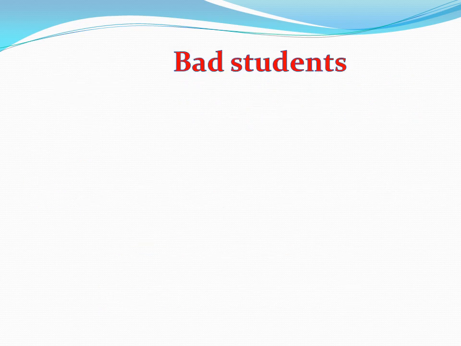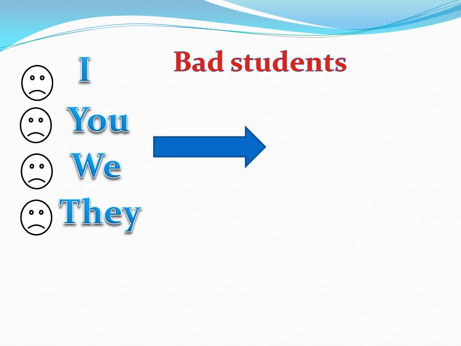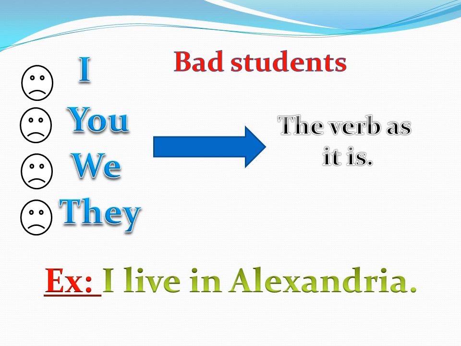Okay, now let's move to the bad students. Who are the bad students at Mr. P.S. class? They are I, you, we, and they. I, you, we, and they. When we see them, we don't give them sweets. We add the verb as it is. Okay? For example, I live in Alexandria. Live as it is. We didn't add anything to it or remove anything from it. The verb as it is.